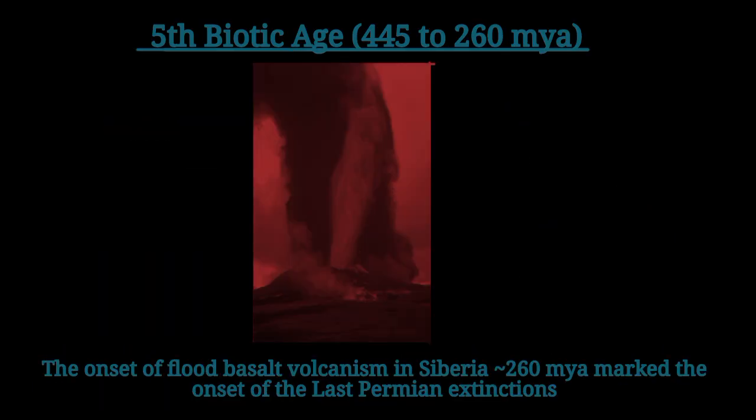Around 260 million years ago, the biosphere was devastated by a cataclysmic event from the lithosphere. Increased volcanism injected large volumes of greenhouse gases into the atmosphere. The resulting high temperatures made many niches untenable. These events triggered the start of the last Permian extinctions.